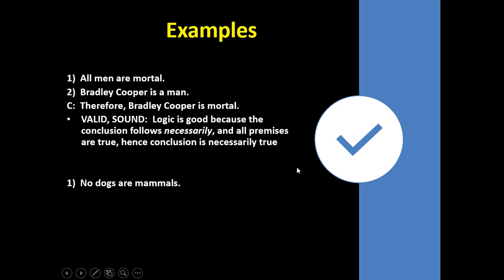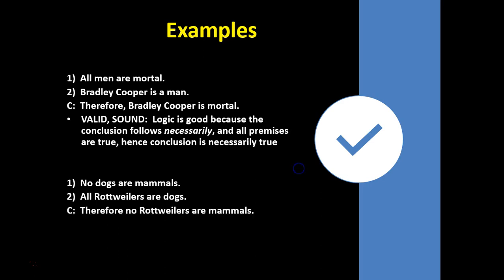Okay, another one. No dogs are mammals. All Rottweilers are dogs. So no Rottweilers are mammals. So pretend that these are true for a moment, that no dogs are mammals, and that all Rottweilers are dogs. You ask yourself, if those were true, would that have to be true as well? And the answer is yes, it would. So the argument's valid. And then picture in your head like a green light.